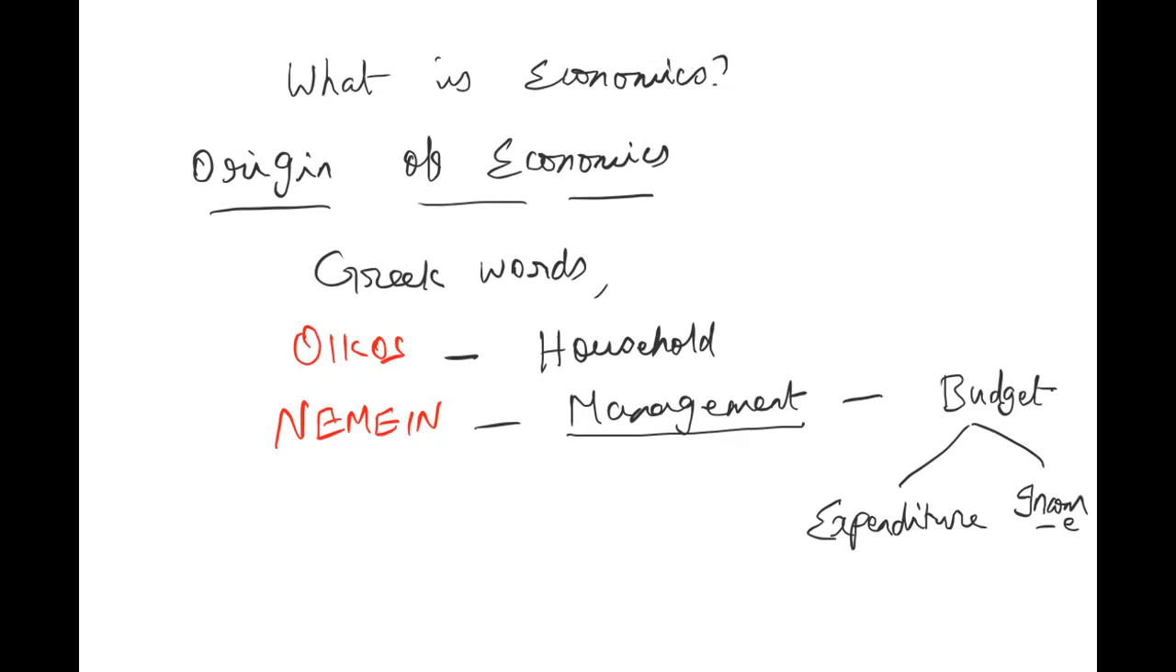Okay. So now, in most of the households, expenditure always exceeds our income. So each and every household has to adjust their expenditure according to their income, which is a very, very difficult task. And this is not confined only to one individual household. It is common to each and every household. It is common to each and every country. It is common to the entire world.